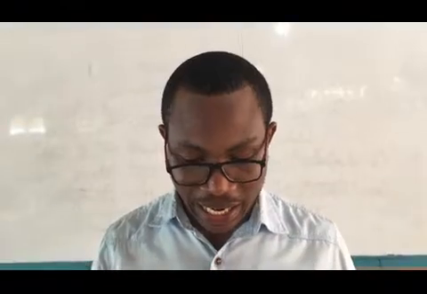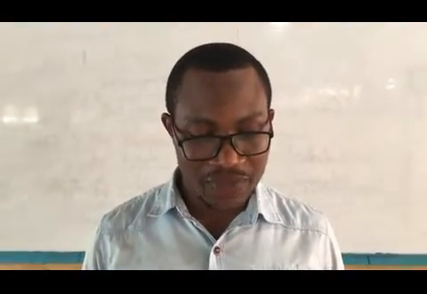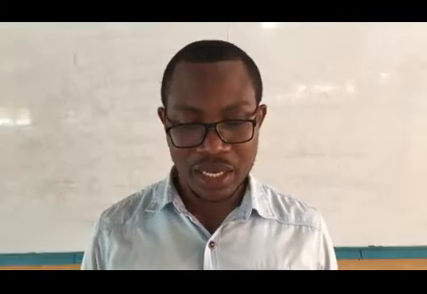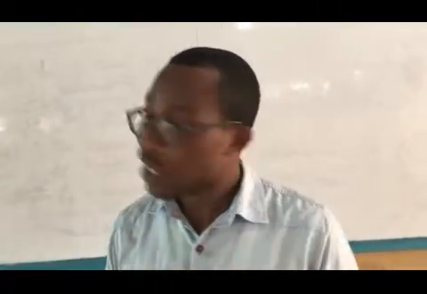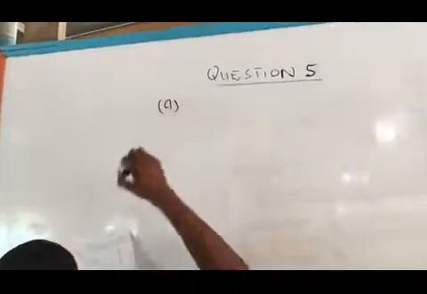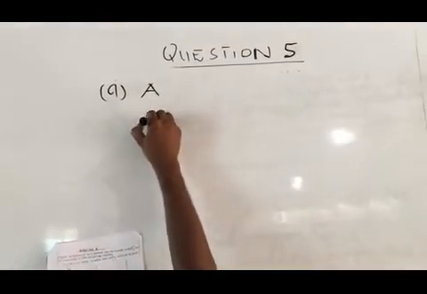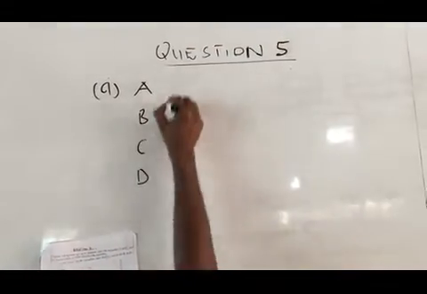Okay. Now, question A says, identify each of the glasswares A, B, C, and D. Okay, so let's look at the solution to question A. We are supposed to identify the glasswares A, B, C, and D.